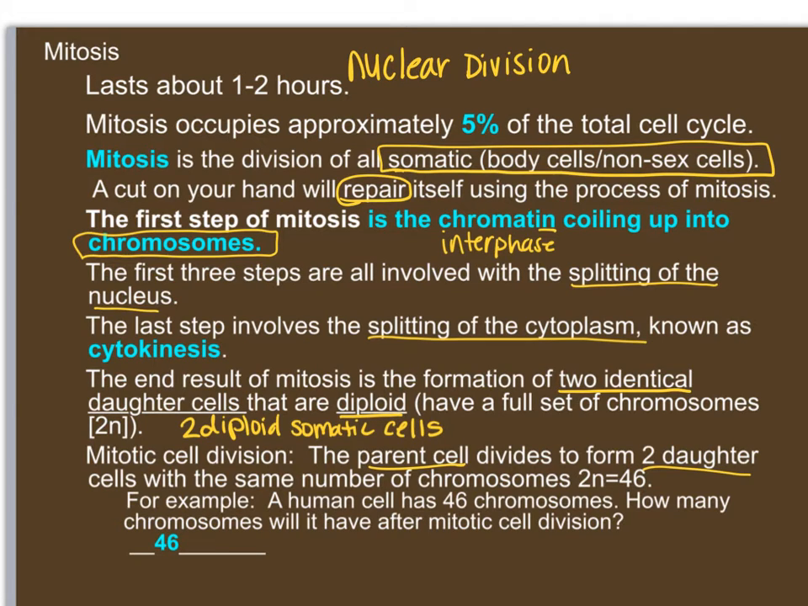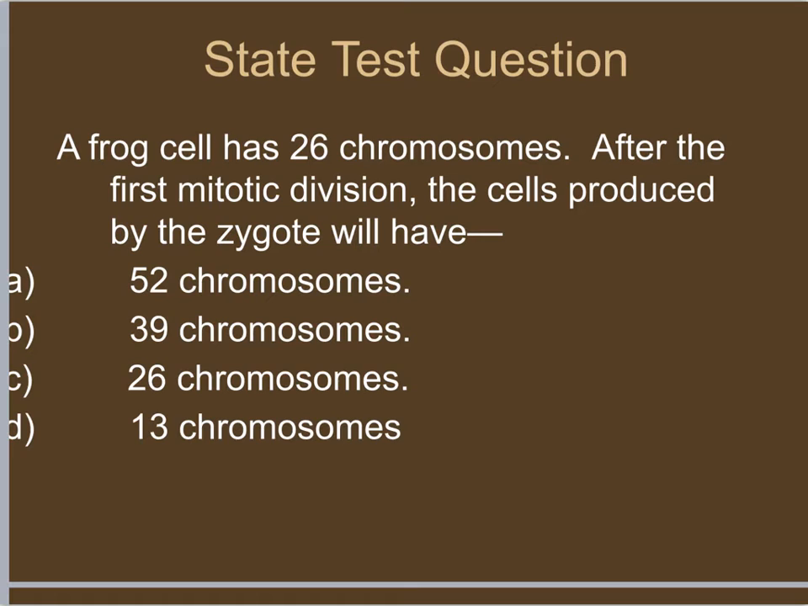For example, if a human cell has 46 chromosomes, after mitotic cell division it will still have 46. Because if you recall, you start with your diploid with 46. Then in interphase, your chromosomes double to 92. And then at the end of mitosis, you have 2 cells that split, and then you have 2 that are 46 each.